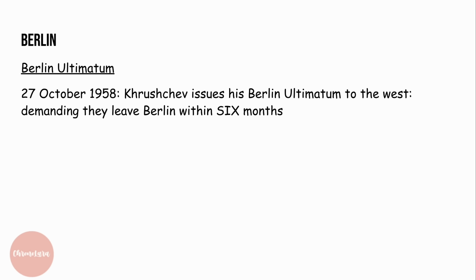Now we're going on to Berlin. The Berlin Ultimatum. On the 27th of October 1958, Khrushchev issues his Berlin Ultimatum to the West. He demands that they leave Berlin within 6 months. Refugee crisis and the wall.